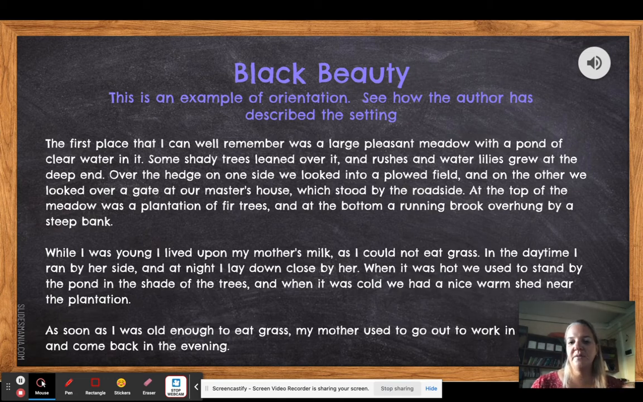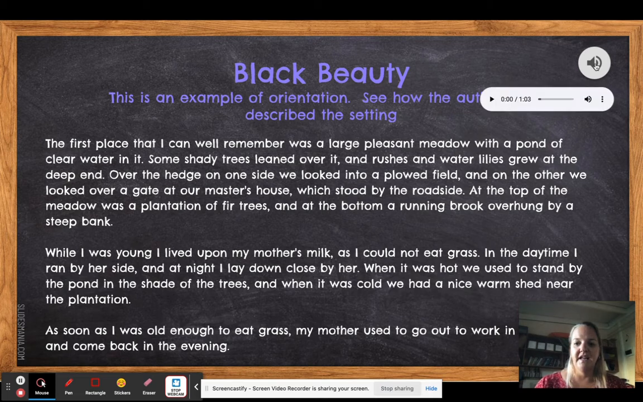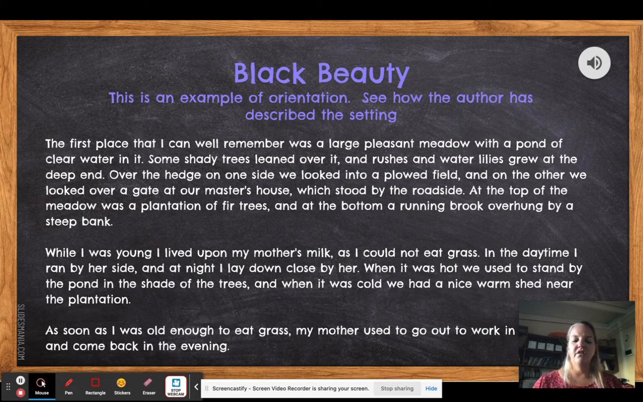This excerpt here from Black Beauty, pause it if you want to read it, or you can click this button and hear me play it. This is a good example of how the author describes the setting. Now, this is the first couple of paragraphs in the entire book. So it really gives you a good idea of where the character is at.